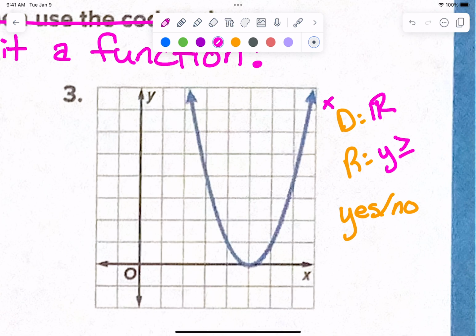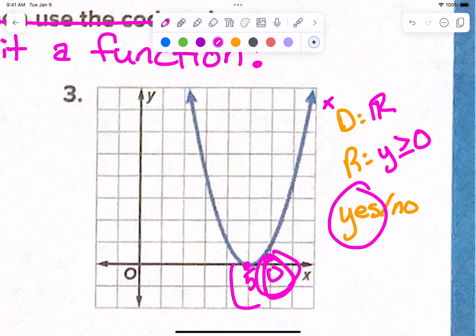equal to 0. But it's hitting at 5. That's the x coordinate. This is (5, 0). We want the y coordinate. So the lowest it goes is 0. Yes or no, is it a function? Yes. Vertical line test, yes, it passes.